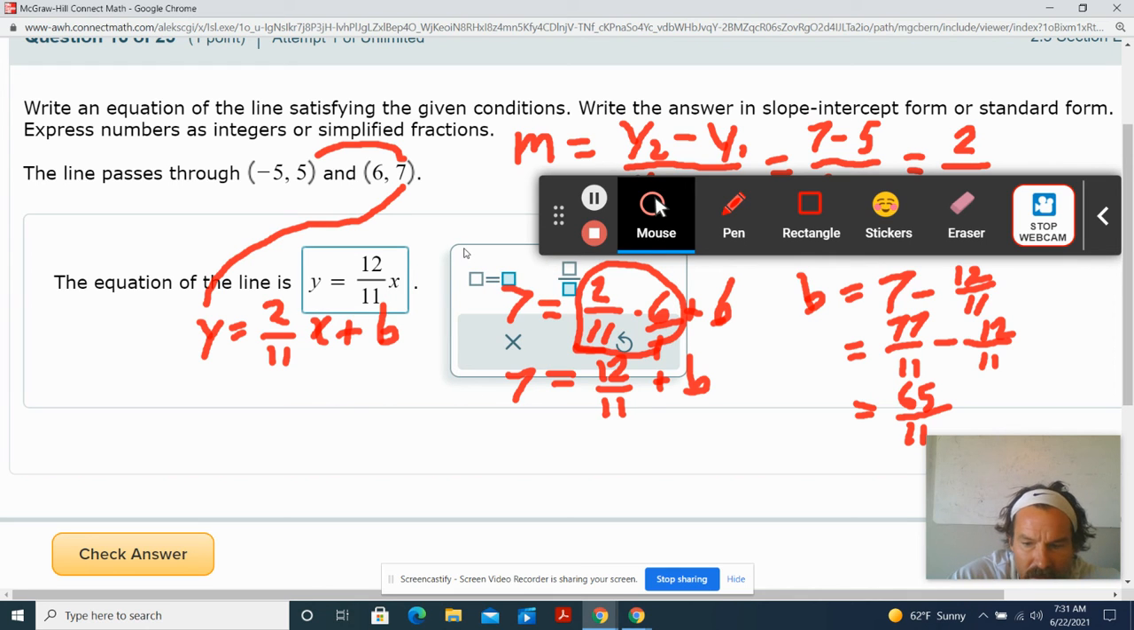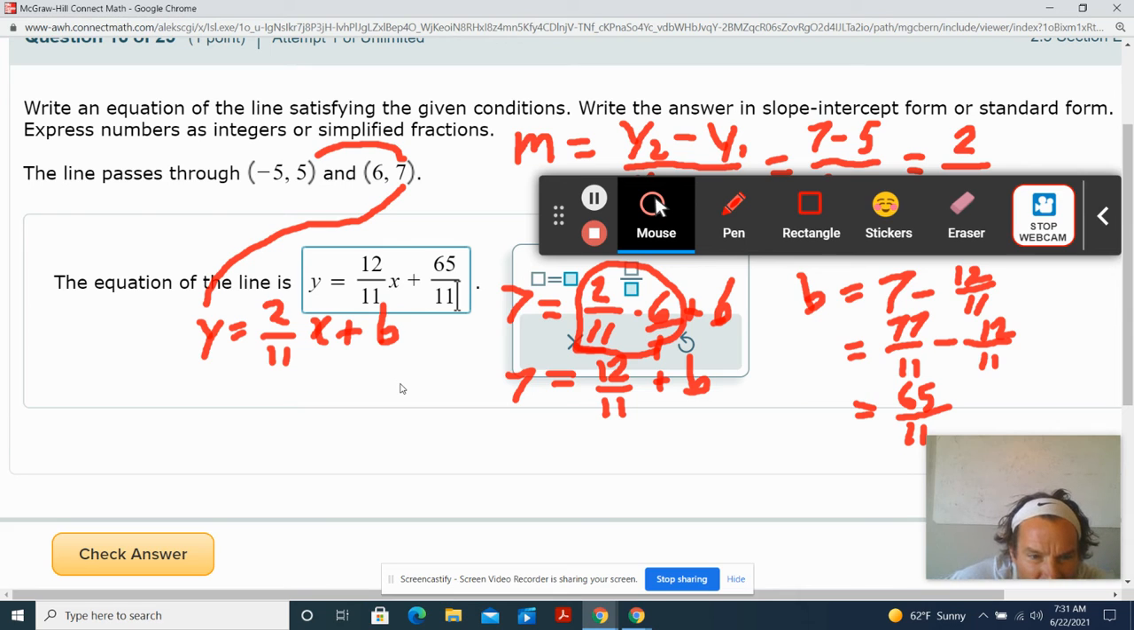Oops, what happened? It's plus 65 over 11. The only thing you want to do before you hit check answer is make sure these fractions are reduced to lowest terms. Some of you might want to put them as a decimal. Don't put them as a decimal. Some of you might want to put them as a mixed number, like 1 1/2 or 1 1/12. Don't put them as a mixed number. You need to write the answers as integers or simplified fractions. And simplified fractions sometimes are improper fractions.